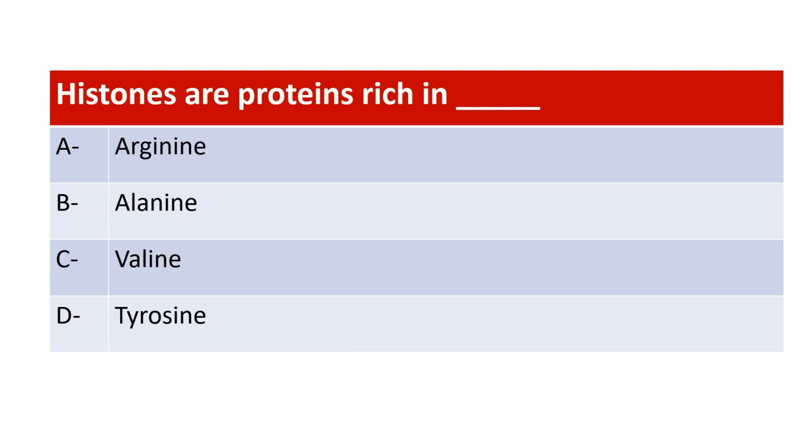Histones are proteins rich in which amino acid? Arginine, alanine, valine, or tyrosine. In the previous slides, we talked about the histone. We had a question about nucleoprotein. Histones are particularly rich in the basic amino acids. And what are the basic amino acids? Arginine, lysine, and histidine. Especially, histones are rich in arginine and lysine as basic amino acids.